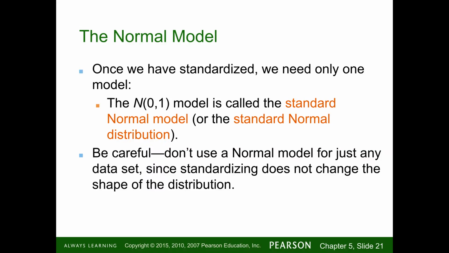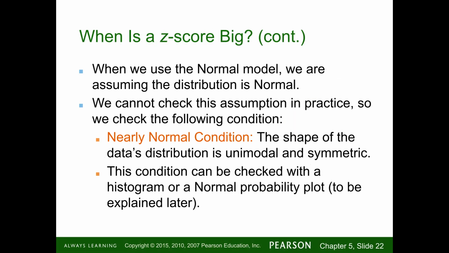So once we have standardized, we need only one model. Mu will almost always be 0, and the standard deviation will equal 1. And that's what we call a standard normal distribution. Don't use standard normal distributions or the normal model for just any data set, since standardizing does not change the shape of the distribution. So there are different models. We'll try to cover them. If your distribution is too narrow or too wide, this sort of thing doesn't work. So we're just going to focus on mostly normal things: height of people, weight of people, how many leaves are on a tree, how many trees are growing in a forest, sort of thing.